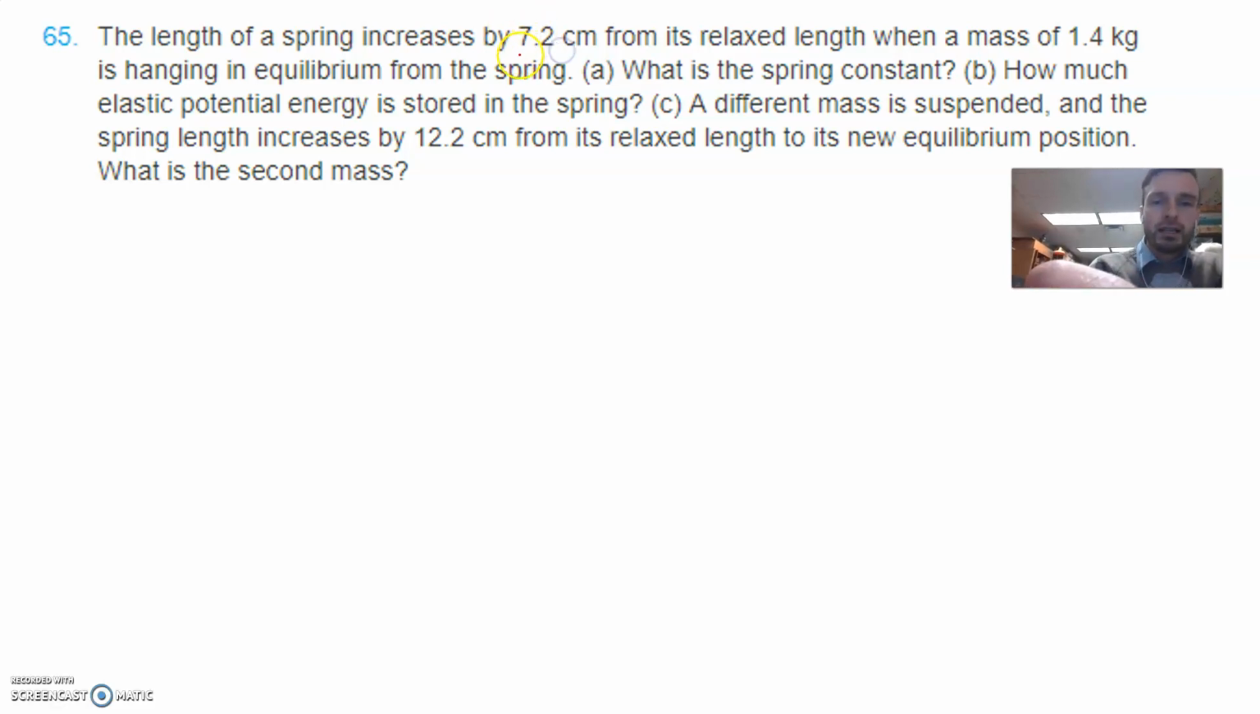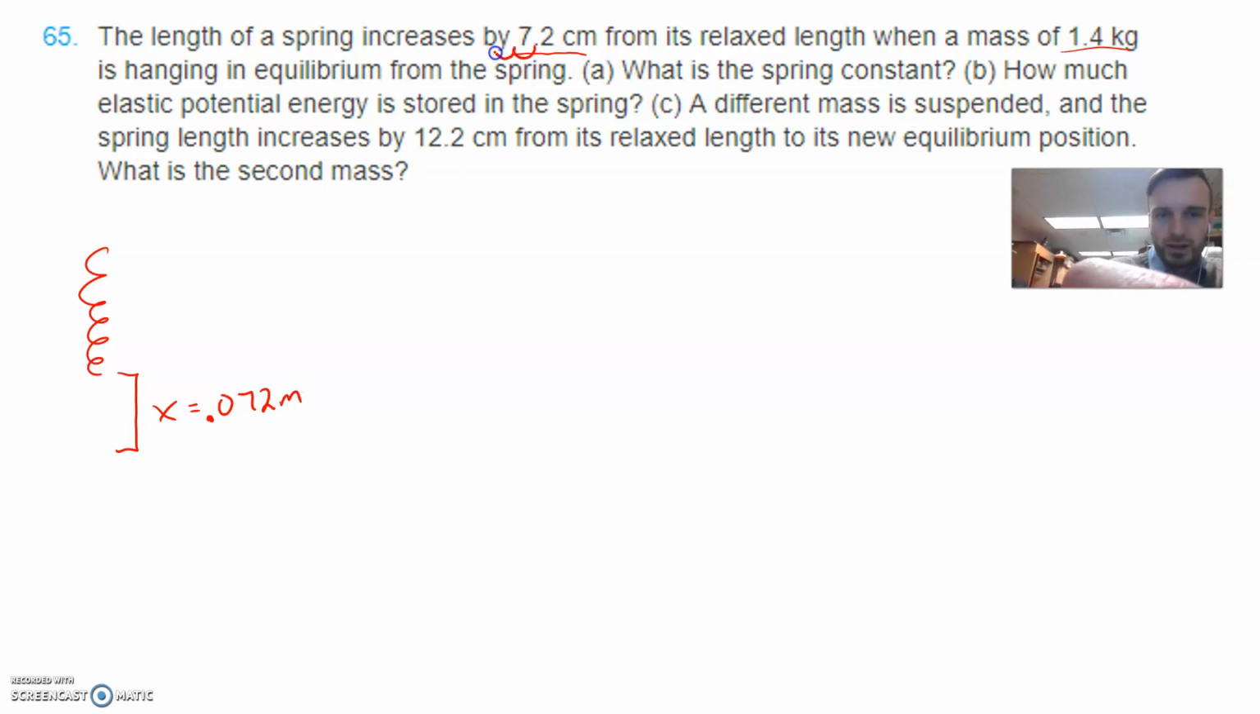All right, we have a spring whose length increases by this much from its relaxed length when a mass of 1.4 kilograms is hanging in equilibrium from the spring. So we've got a springy boy here, and it stretches by a length of 0.072 meters. That's how you convert centimeters to meters. But you knew that because you're AP students, right? And that is when you hang a mass of 1.4 kilograms on there.